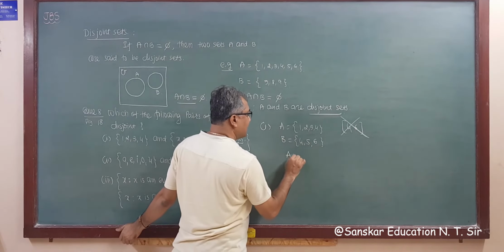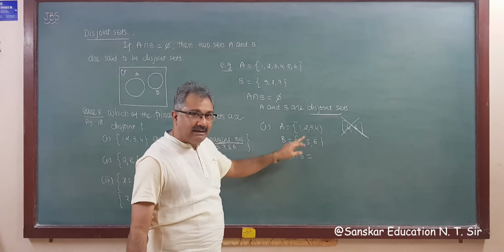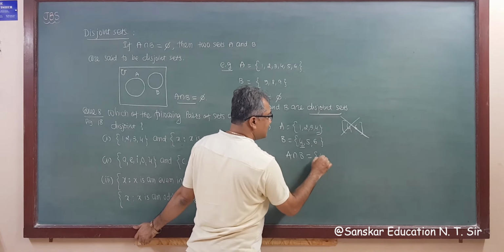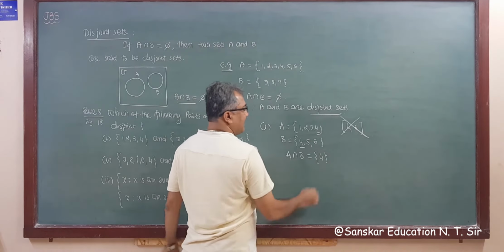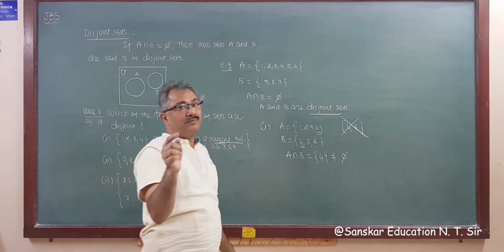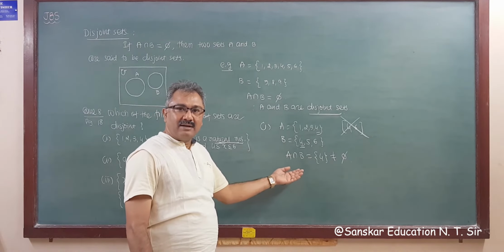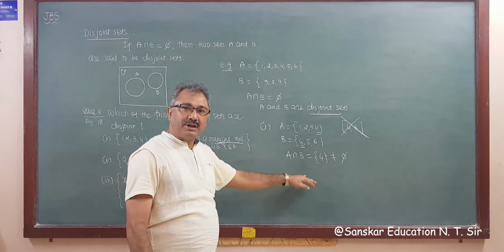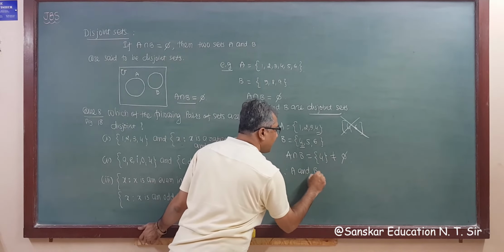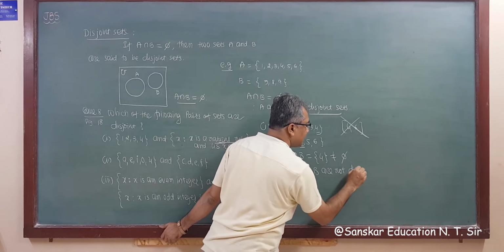So A intersection B clearly has 4 as a common element. So the intersection is 4, which is not equal to phi. If the intersection of these two sets is phi, then we say that it is a disjoint set. So therefore A and B are not disjoint sets.